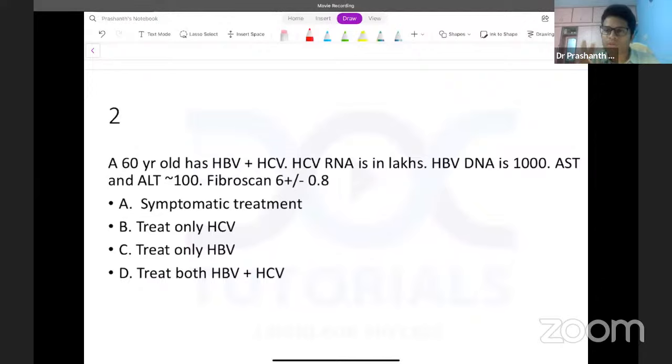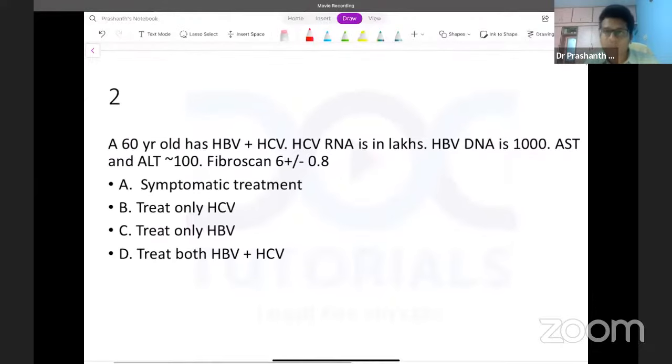Usually remember the fibrosis and cirrhosis ranges. More than 15 is cirrhosis. So there's no fibrosis here. A, symptomatic treatment. B, treat only HCV. C, treat only HBV. D, treat both of them. Now, what would you do in this situation?